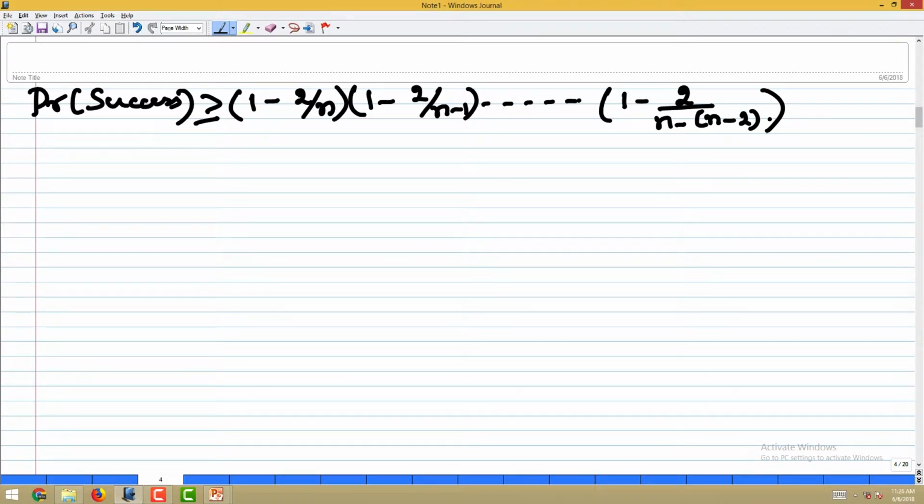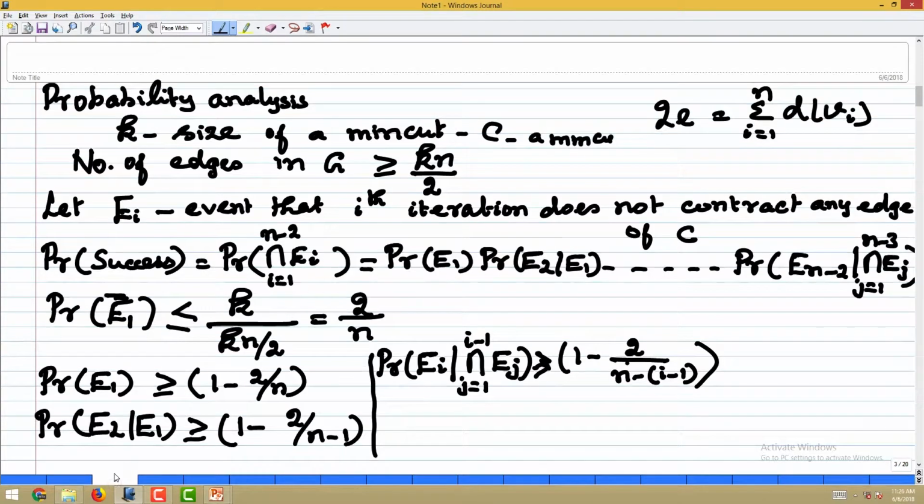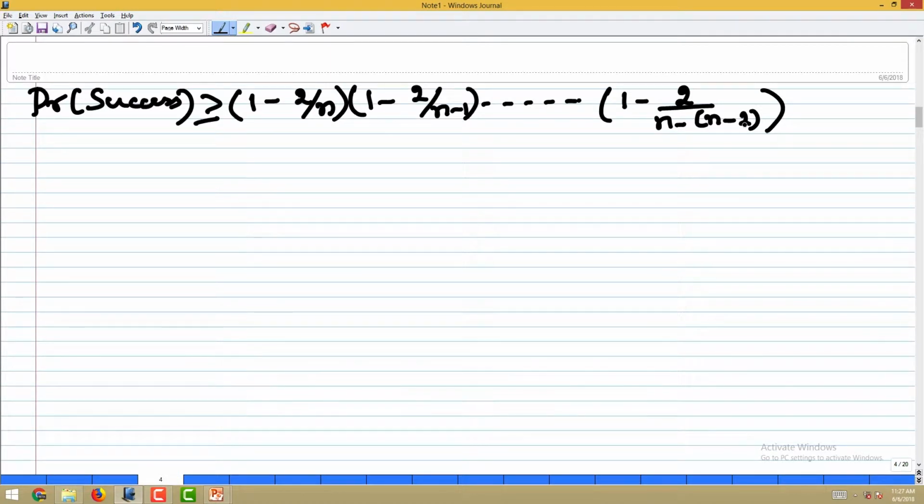It is not clear? So, I will go back to the previous slide. The probability of E_i given the intersection, this conditional probability, is greater than or equal to 1 minus 2 by n minus i minus 1. In the probability of success, the last term is the probability of E n minus 2 given the intersection. So, in this expression if I substitute I equal to n minus 2, I can get this probability. 1 minus 2 by n minus 3, that is what I told first, okay, n minus 3.